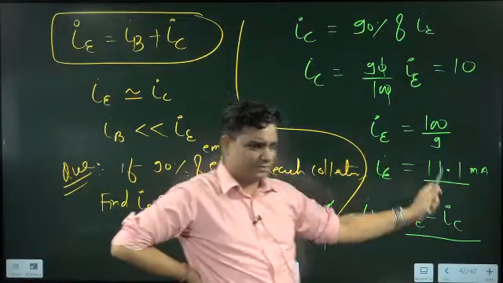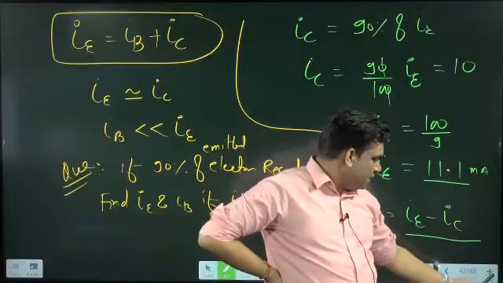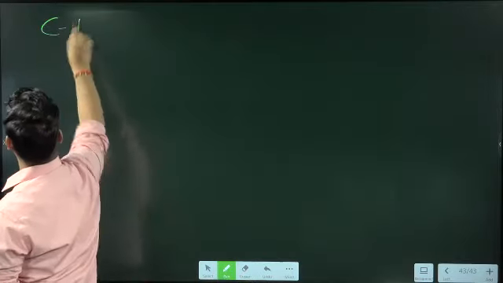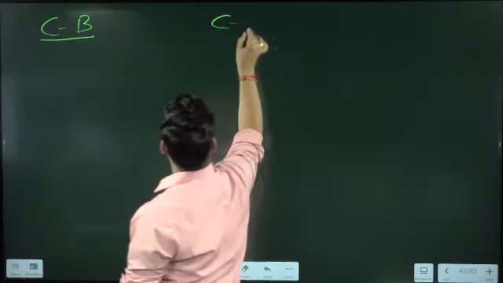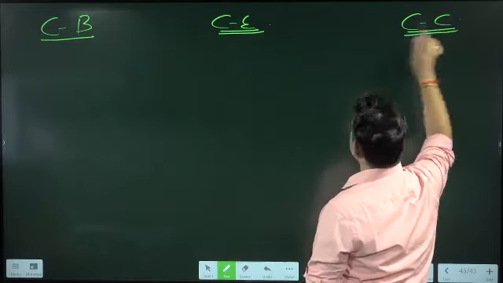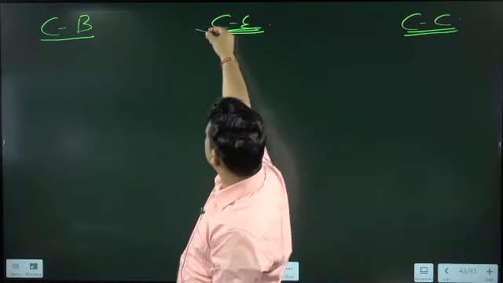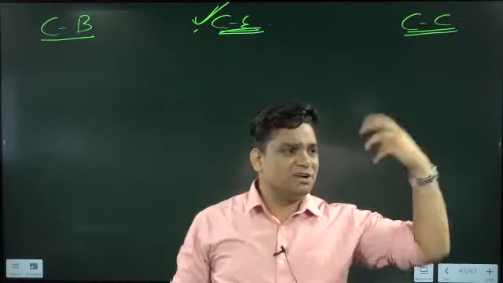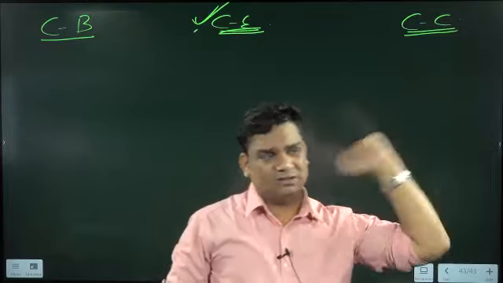Same way, generally this is the question here. Now there are three modes we are having. One is the common base, one is the common emitter, and one is the common collector. These are the three modes. Out of these three modes, common emitter is generally asked. Most of the time they will be giving common emitter. We should be having knowledge of all three.